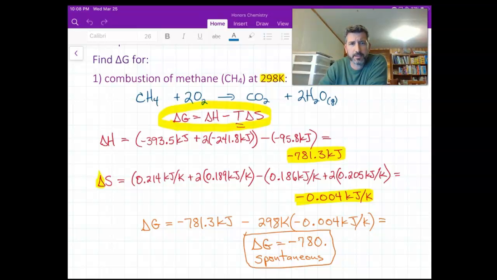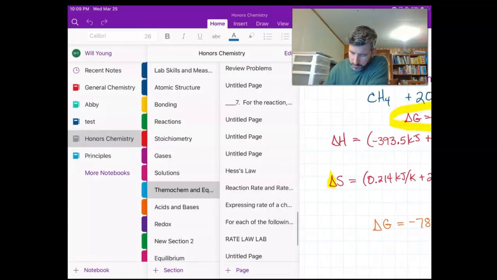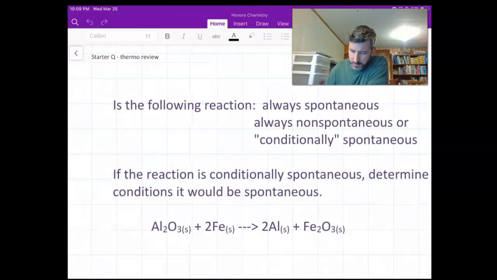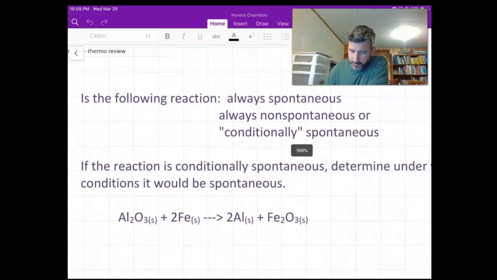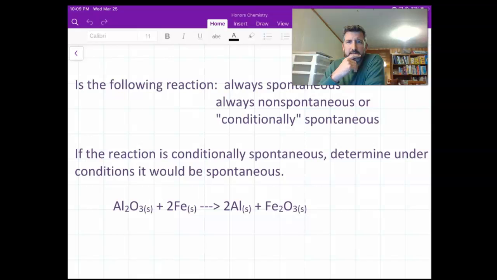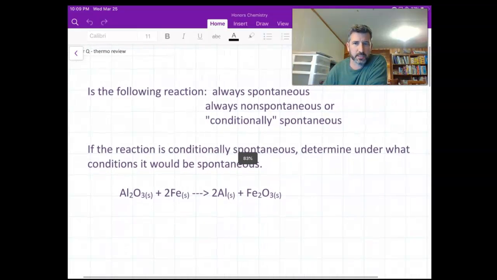So we know how to calculate delta G. It's pretty simple. Once we know our delta H and our delta S and our temperature, as long as we make sure to get our temperature in kelvins, we should be good to go. And if our answer is negative, it's a spontaneous reaction. What I want to talk about today is the same equation, delta G, Gibbs free energy, but now we're going to talk about it in terms of, okay, what happens if we have a reaction that is what we call conditionally spontaneous.